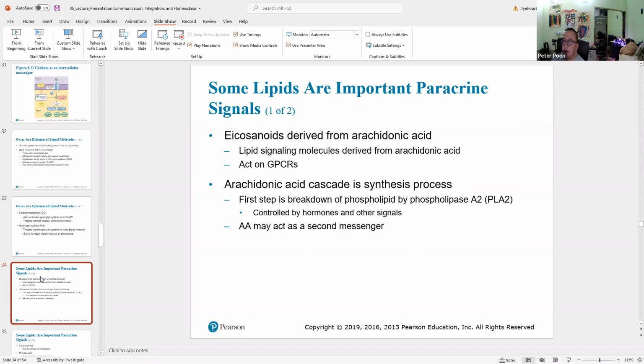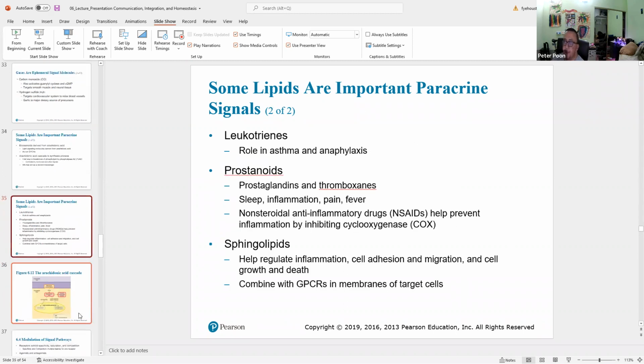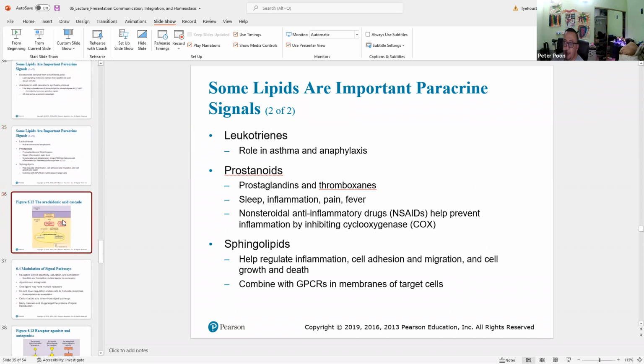The eicosanoids are derived from arachidonic acid. These arachidonic acid cascades control certain pathways, including the pain pathways that are modulated by aspirin and acetaminophen. They affect and suppress this pathway, which is why you feel less pain. You don't have to know about leukotrienes, prostaglandins, or sphingolipids.